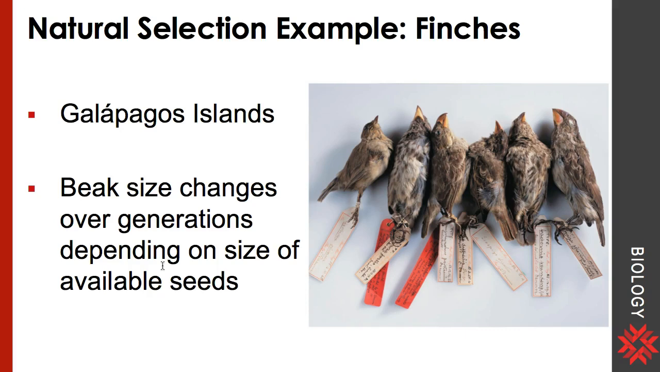So as a result, the birds with the smaller beaks had more energy because they were getting more food. So those birds with the smaller beaks had a higher reproductive success. They had more offspring than those finches that had the larger beaks that were inefficient at eating those small seeds. So you can see over time these changes in the beak sizes depending on the environment, in this case, the size of the seeds available.